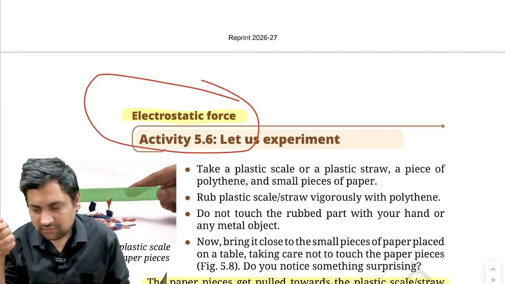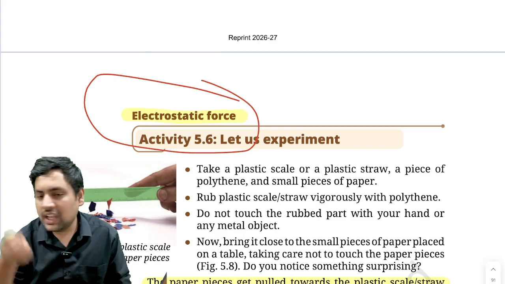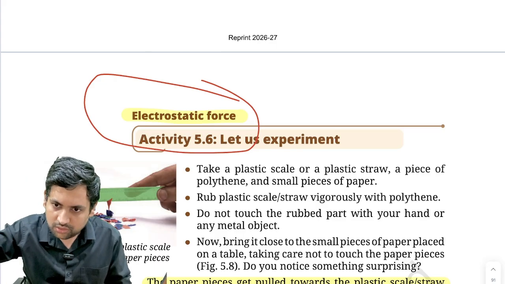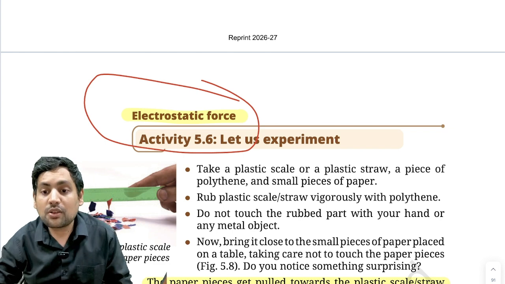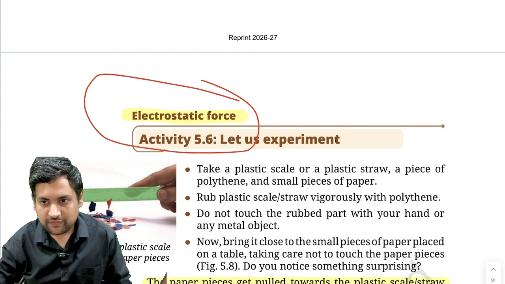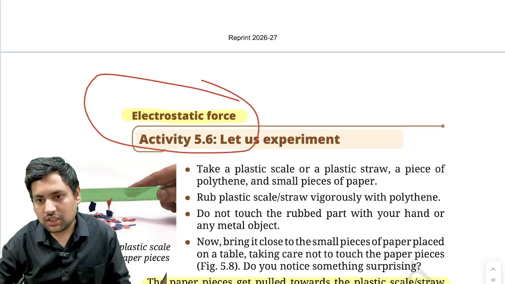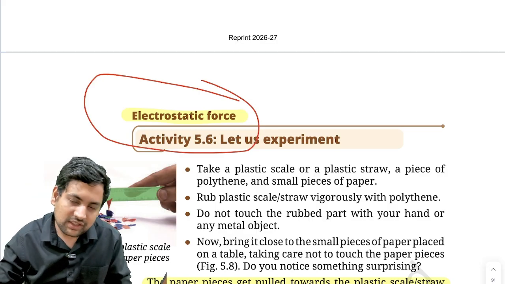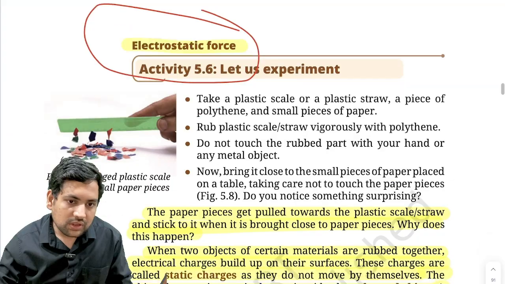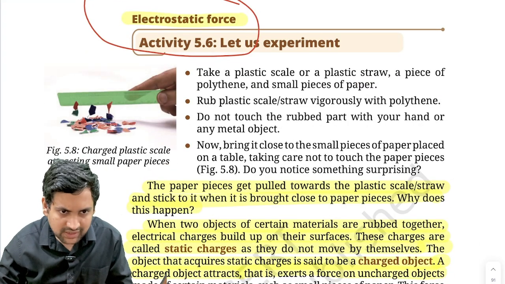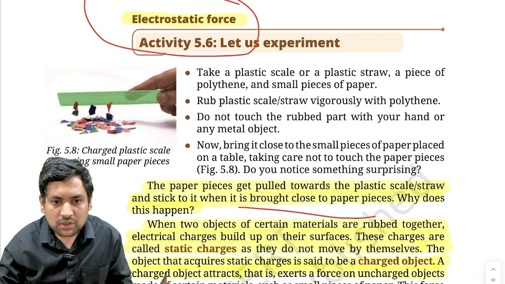Now if I take, let's say, a comb and I rub it on my head like this, and then I move it close to the paper, the paper gets attracted by the comb. Why does that happen? That happens because of electrostatic force, correct? Now let's understand what has happened here. So the paper pieces get pulled towards the plastic scale or straw and stick to it when it is brought close to the paper pieces.